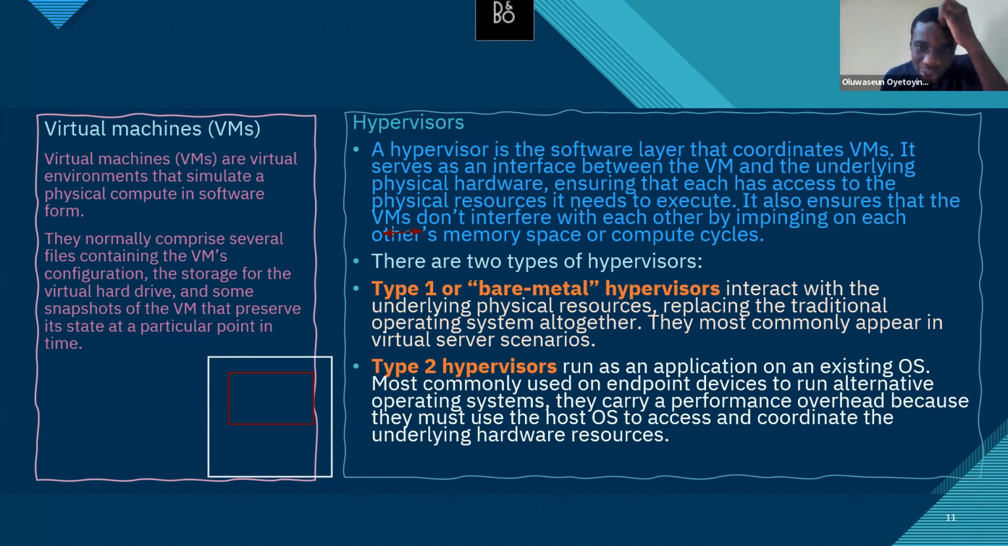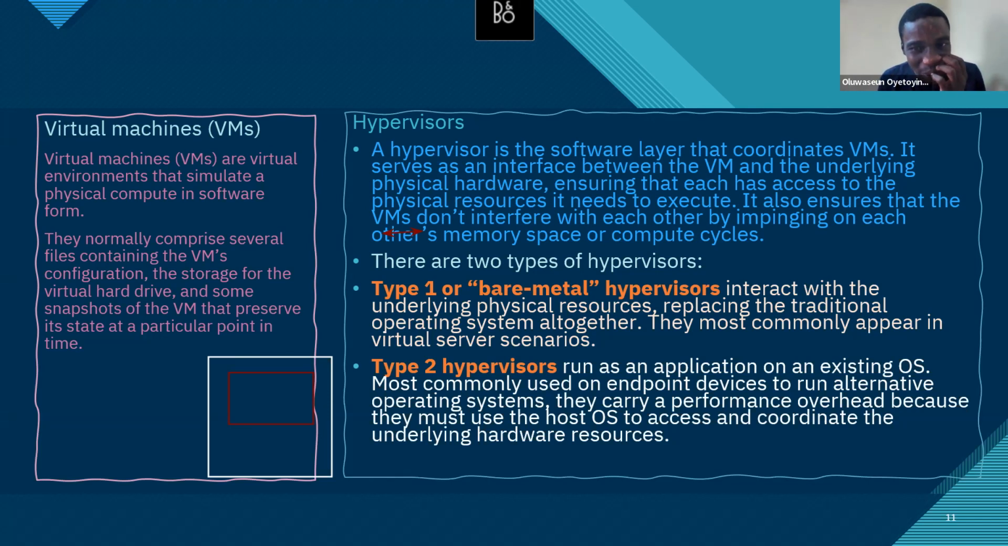Now type 2 is what most of us apply in practice. Your VirtualBox is a type 2 hypervisor. Your VMware Player is a type 2 hypervisor. Your Hyper-V in Microsoft, they're all type 2 hypervisors. Why are they type 2 hypervisors? Because they can't run without an operating system. They require an operating system to come in as a layer.